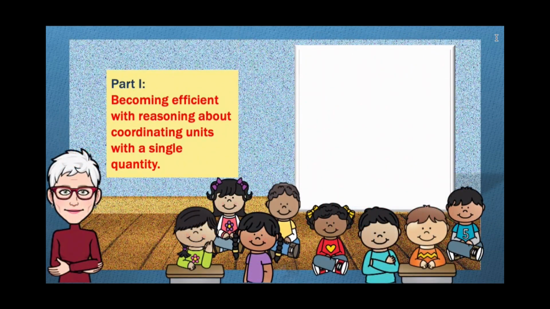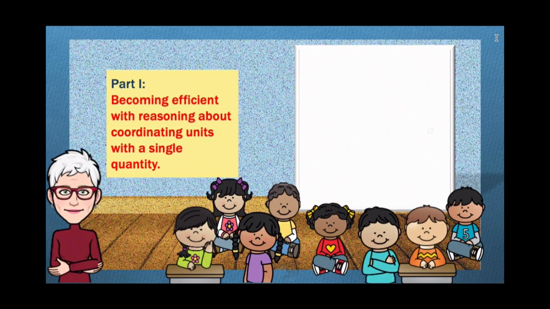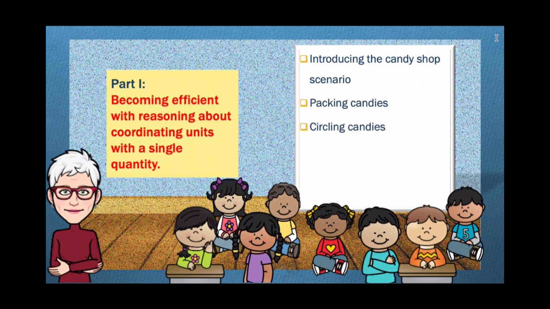This is the first of 3 videos devoted to part 1 of the coordinating units instructional sequence. Activities in part 1 of the sequence involve reconceptualizing a quantity by shifting between units of 10 and units of 1 as appropriate. There are 5 activities in part 1. They are introducing the candy shop scenario, packing candies, circling candies, candy flash, and the transformation activity.